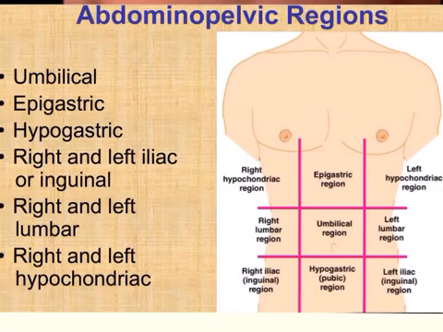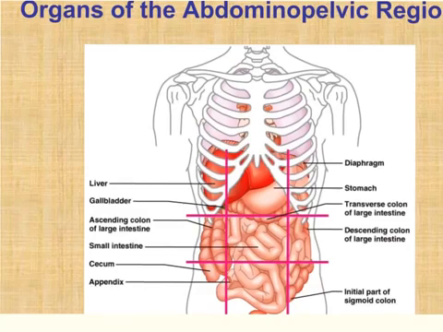The right and left lumbar regions are lateral to the umbilical, and they correspond to the lower vertebrae of the body. The right and left hypochondriac regions are lateral to the epigastric, and they correspond to the location of the ribs. And finally, we will take those 9 regions of the abdominal cavity, and we will show you in a diagram where each of the organs are located and what region is associated with each of the organs.